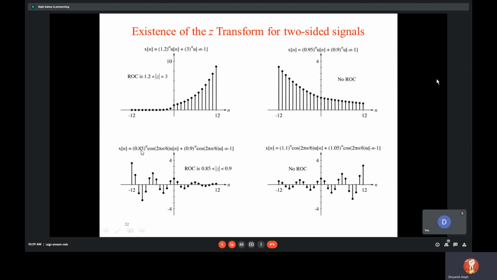So if you see here, alpha is 0.85 and here beta is 0.9. So mod alpha is less than mod beta. So therefore you will have an annulus ROC. But for these two cases, there is no ROC because mod alpha is greater than mod beta for these two cases. So the Z transform for these two sequences doesn't exist.